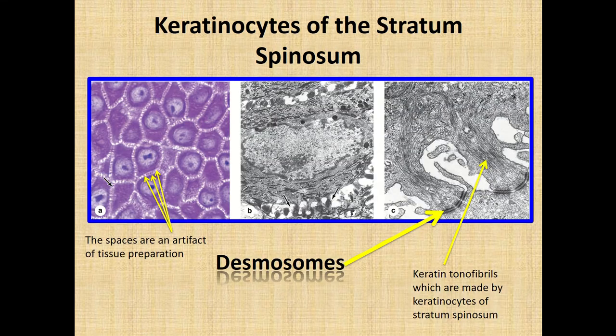Here you can see other pictures of the keratinocytes in the stratum spinosum. This is a nice clear image where you can see the spines around the keratinocytes here. That's an artifact. And in this image here, this is a closer up view. Here's the nucleus of a keratinocyte and keratin in the cytoplasm here. And you can see these protrusions on the outer surface of the cell are actually the locations of the desmosomes.